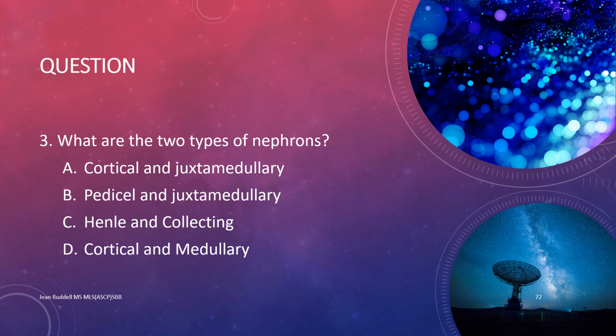Question 3. What are the two types of nephrons? A. Cortical and juxtamedullary. B. Pedicel and juxtamedullary. C. Henle and collecting. D. Cortical and medullary. The answer is A. Cortical and juxtamedullary.